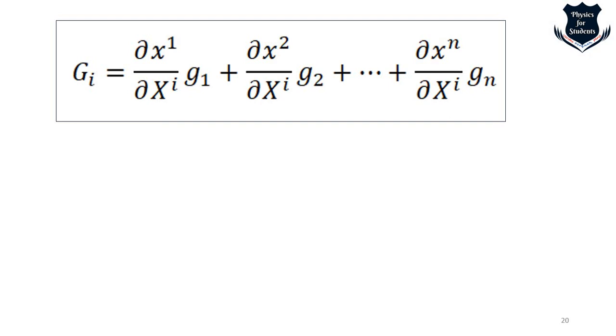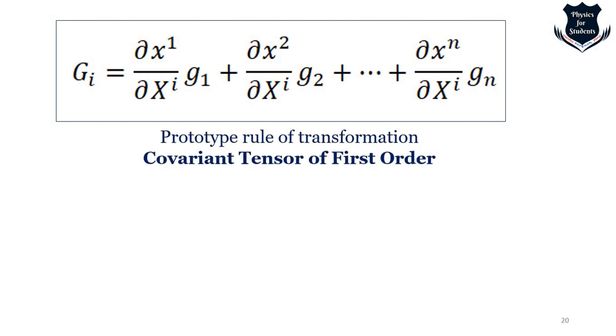And if we let g denote the gradient of y with respect to these new coordinates, let us go to the next screen. We have now denoted capital G as the gradient of y with respect to the new coordinates, right? These are the new coordinates. So we get this one. Now this is actually the prototype rule of transformation of a covariant tensor of the first order.